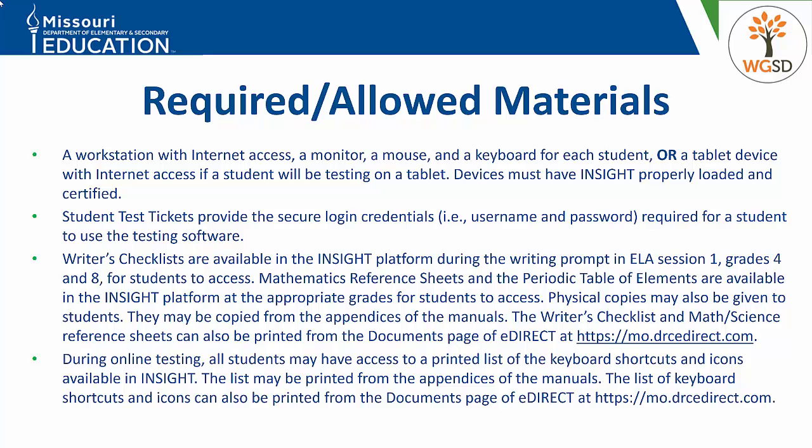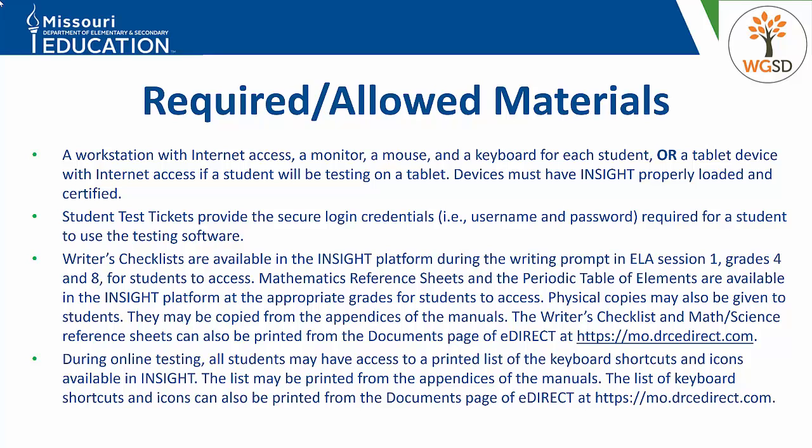Required or allowed materials. Required material is a workstation with internet access, a monitor, a mouse, and a keyboard for each student. Devices must have Insight properly loaded and certified. Student test tickets provide the secure login information or credentials, your username and your password. The writer's checklists are available in the Insight platform during the writing prompt in ELA Session 1, grades 4 and 8, for students to access.